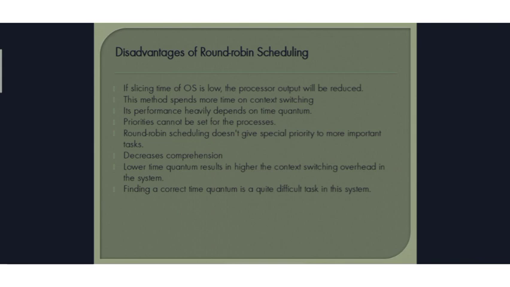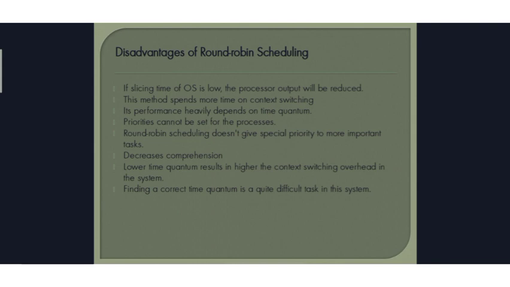That is, if a process is going on and then you store its current state, and if it can be restored and its execution can be resumed at a later point, then it is called context switching. This method spends more time on context switching, as I've already explained. Its performance heavily depends on time quantum, that is, how much time is given to each process to execute.